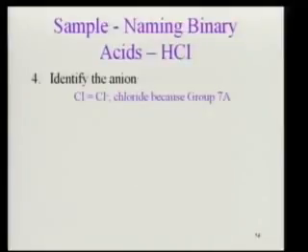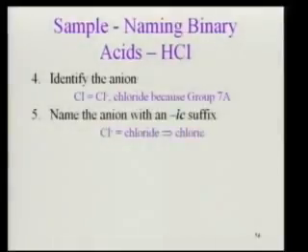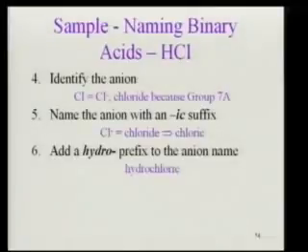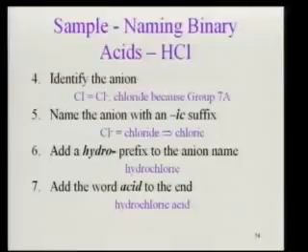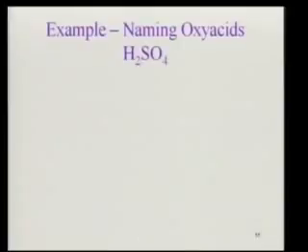So identify the anion involved. It's chlorine, so in anion form it's called chloride. Well, we change that to "ic." Drop the "ide" and make it "ic." So chloric. You put the hydro in front of it, hydrochloric, and then you write the word acid at the end to add a little spice to it. Hydrochloric acid.